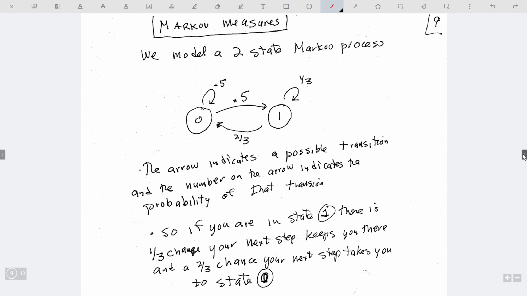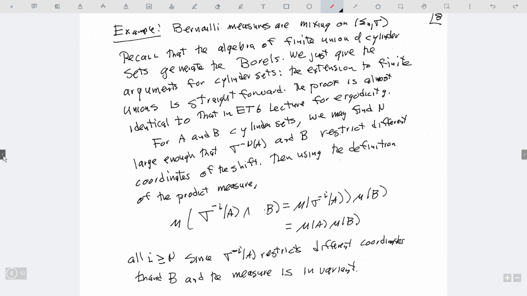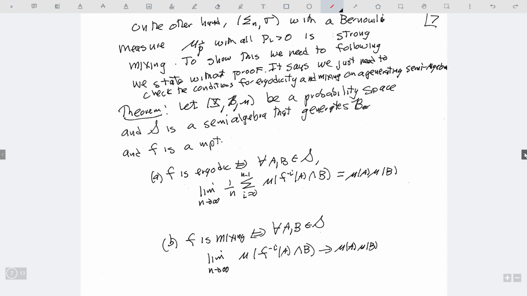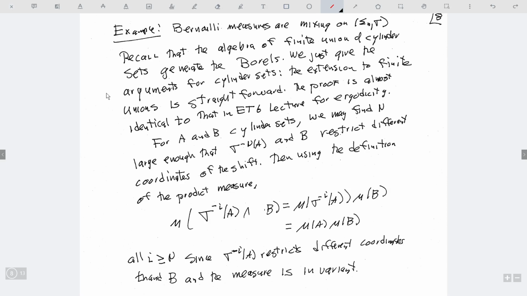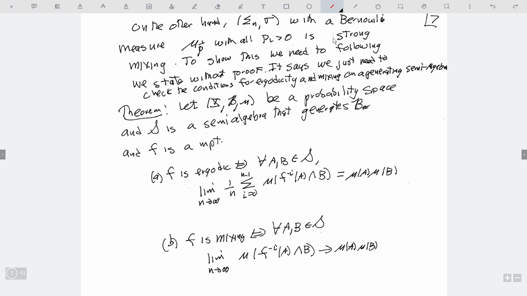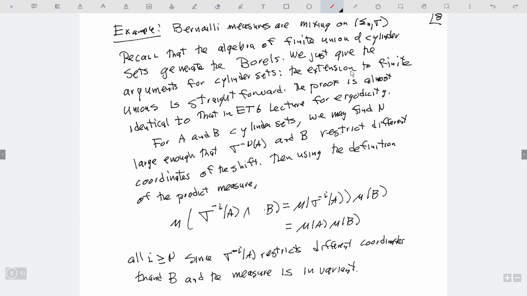So how do we apply this to Bernoulli measures? Here's the statement. Sorry, I skipped over this somehow. Bernoulli measures are mixing. All right, so how do we show that? It looks a lot like what we did already. We used this argument before, but we're going to use the algebra, which is the finite unions of cylinder sets, to generate the Borels. So remember the sigma algebra for the Bernoulli measures is the Borels. We just give the argument for cylinder sets. Finite unions is not very hard.